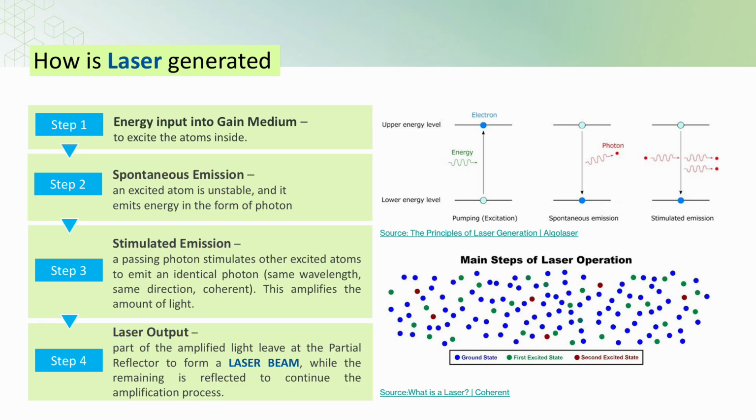Step 4. Laser output. Part of the amplified light leaves at the partial reflector to form the laser beam, while the other part is reflected to continue the amplification process. It is how a laser source generates laser continuously.